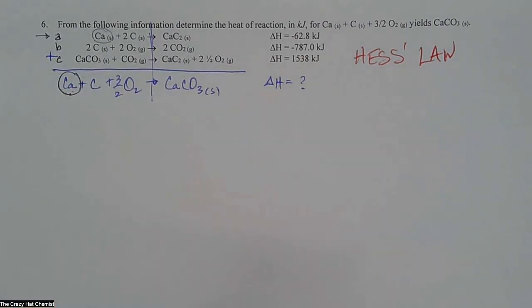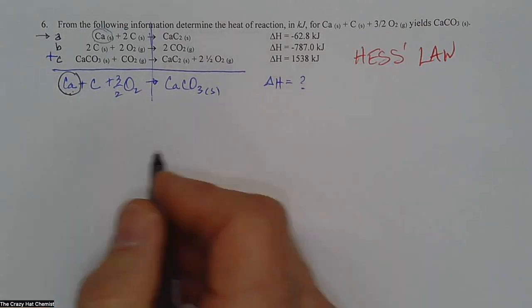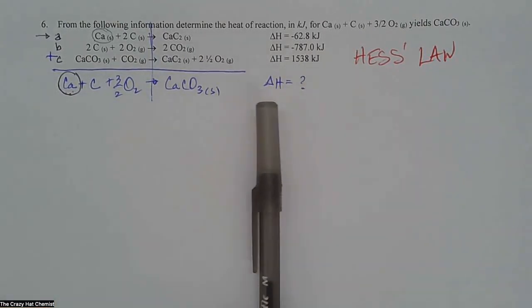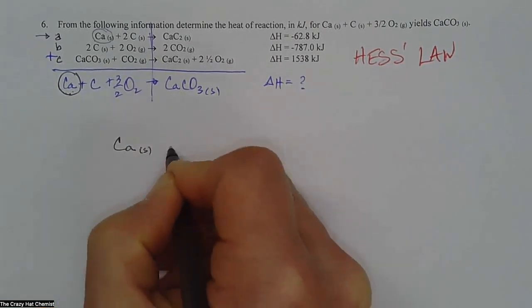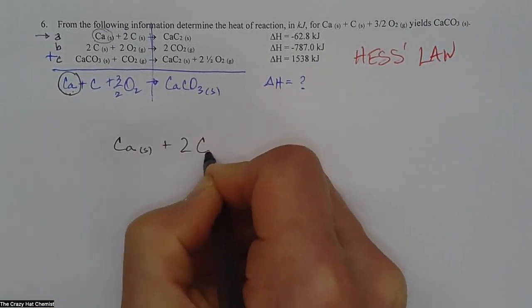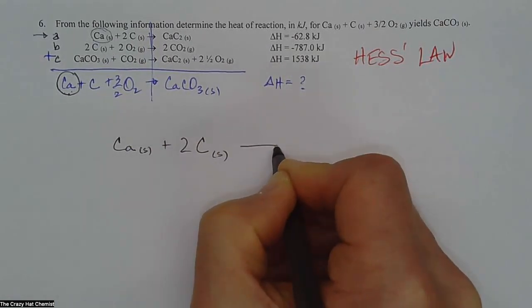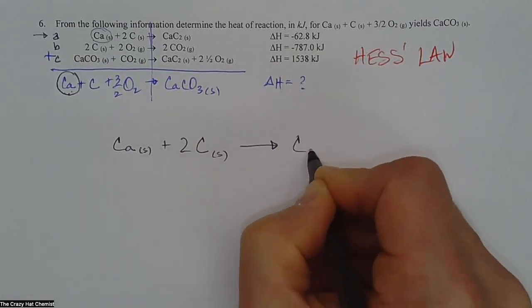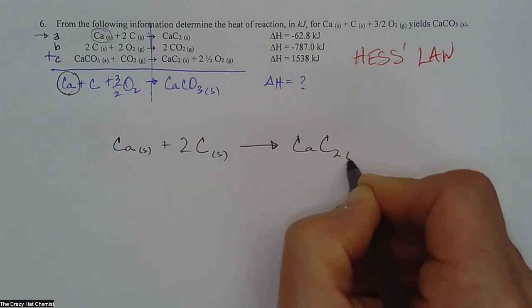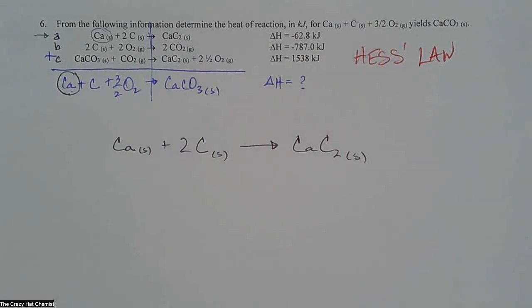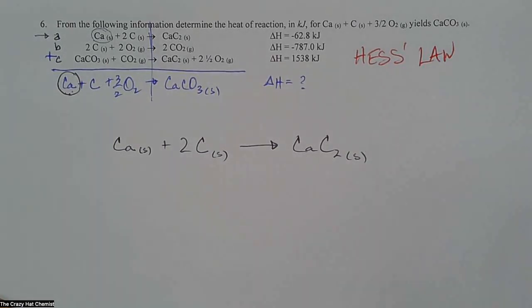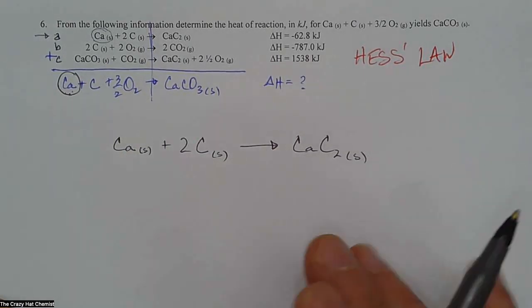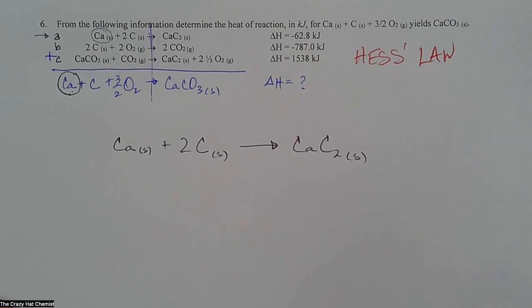So what I'm going to do is rewrite equation A, and I'm going to keep all my ducks in a row, if you will. So it's going to be Ca, that's a solid, plus 2 carbons, solid, gives me an arrow, and CaC2 solid. Okay, so that's the first equation. And what have I done to this? I haven't done anything to this equation. I've left this equation alone effectively.